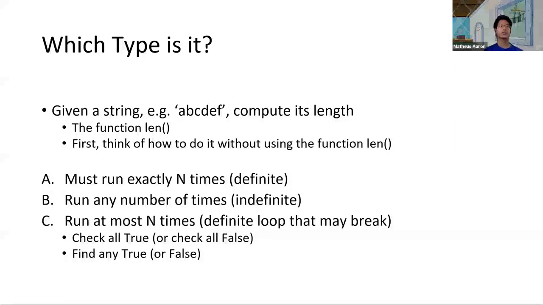Another example is that given a string A, B, C, D, E, F, you need to compute its length. Now, this one is a bit tricky. This one is actually C. Because if you think about it, remember our earlier code for the burger, where we do for item in burger. It is the same case with this one, where we know that there is a definite number. We know that the string cannot be infinite, and you know for sure that the string is going to stop somewhere. Hence it's run at most n times lah.